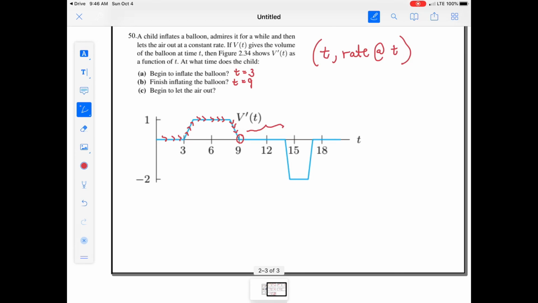And I'm hoping maybe you look here and you can see this is when the admiration starts. They're just looking at the balloon. And now let's look at C. When do they start to let the air out? Boom, right here, because this is where the volume starts decreasing. So let's make something up here that's like t is 13.